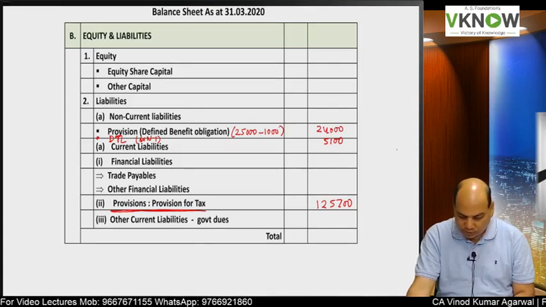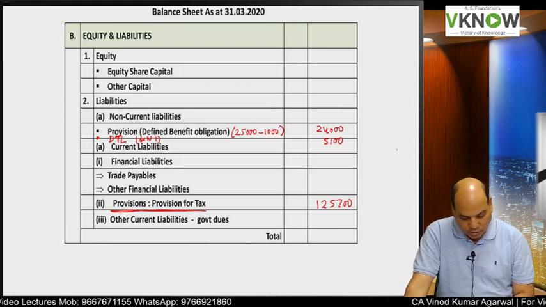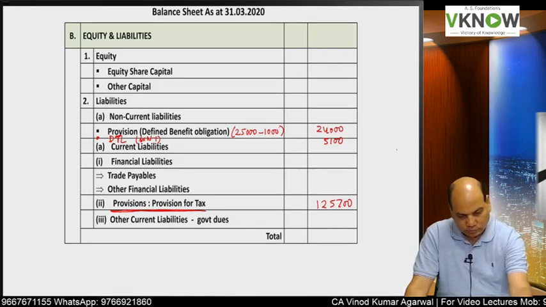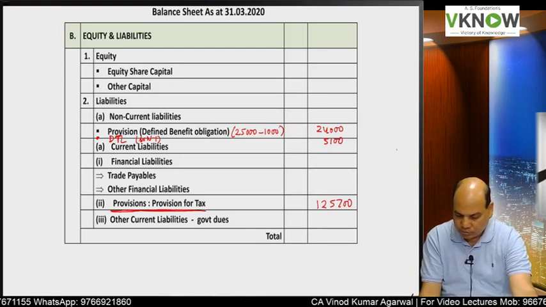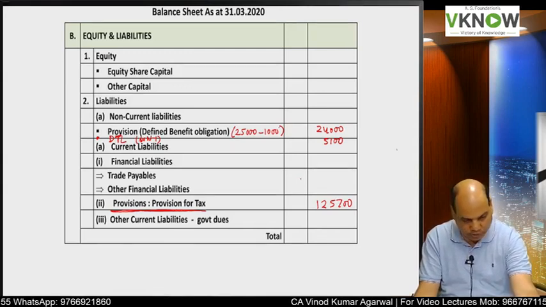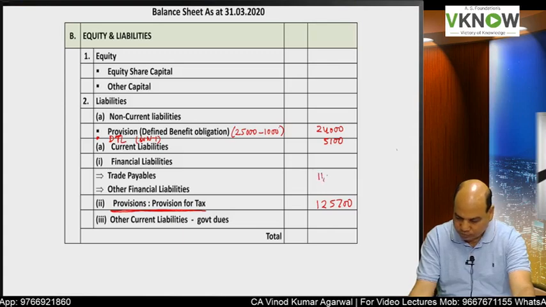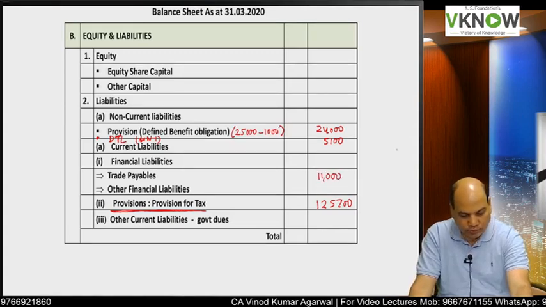Deferred tax liability we have already adjusted. Current liability, trade payable. Do we have any adjustment in trade payable? Trade payable, so write down here trade payable 11,000. Please practice on your own also.